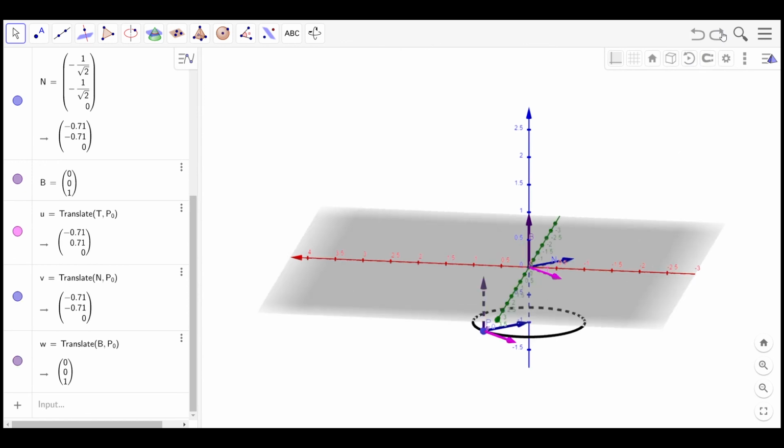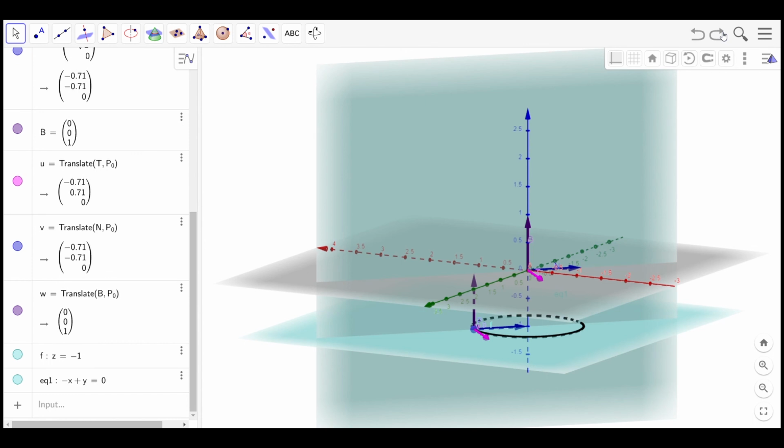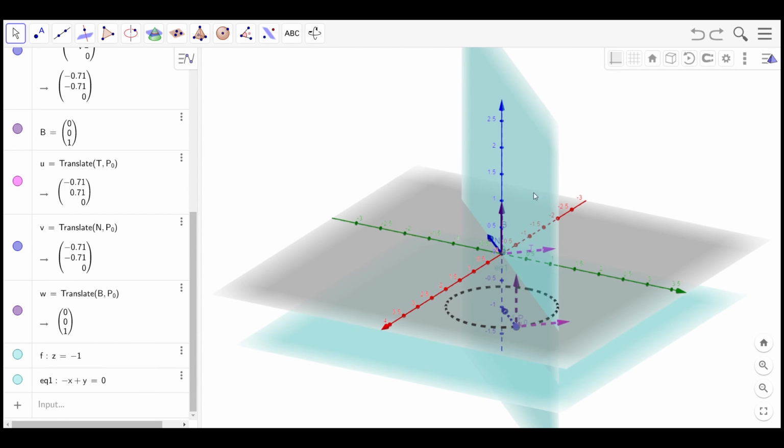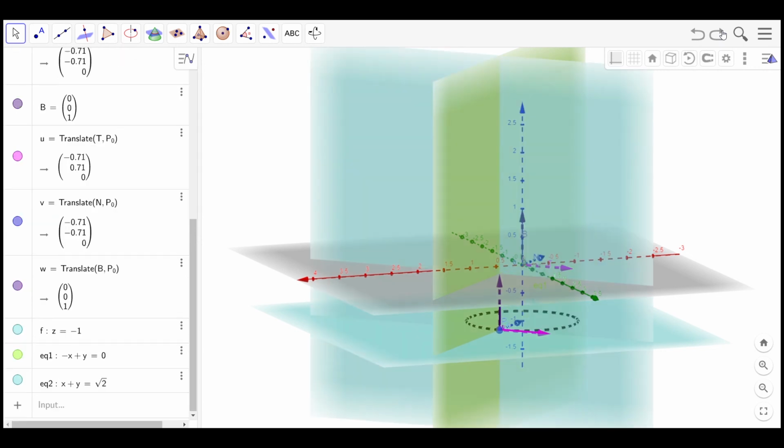Now you can plot the osculating plane z equal to minus 1. This is the plane z equal to minus 1. Now you can plot the normal plane, minus x plus y equal to 0. You can see this is the normal plane. And you can plot the rectifying plane x plus y equal to root 2. So this is the rectifying plane.